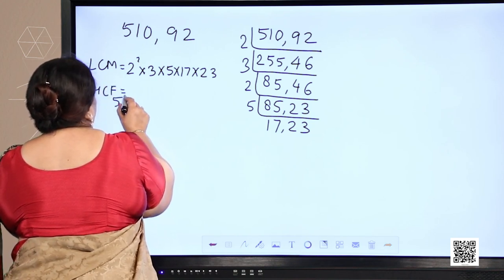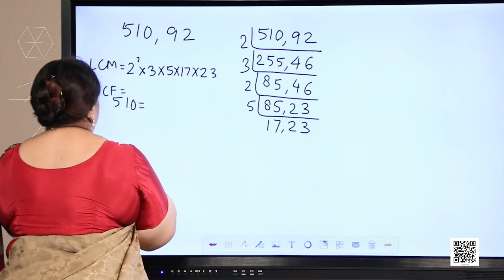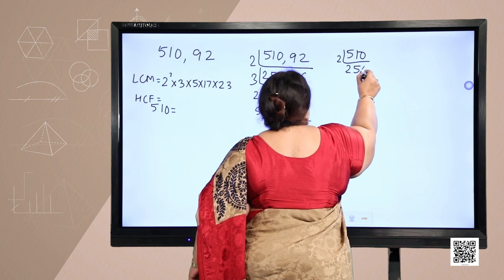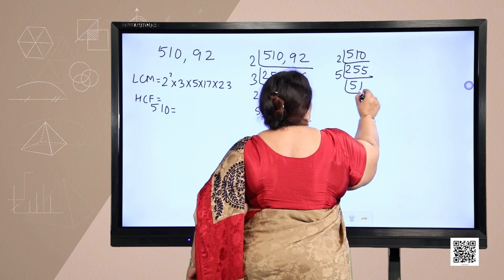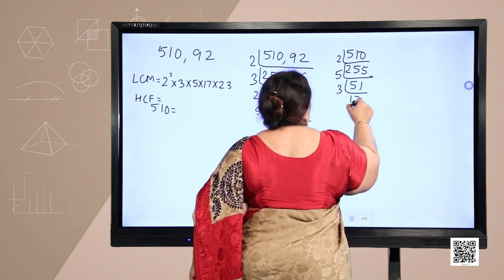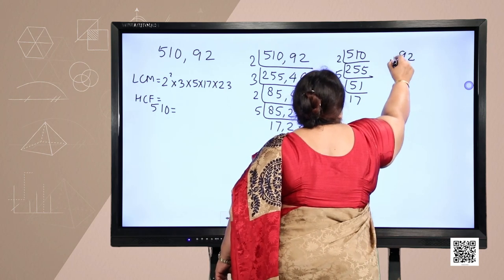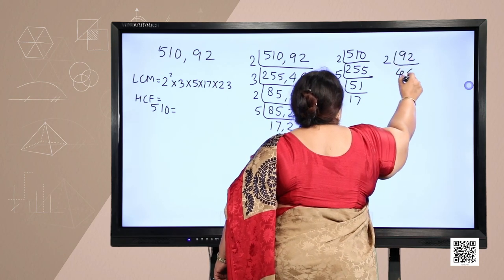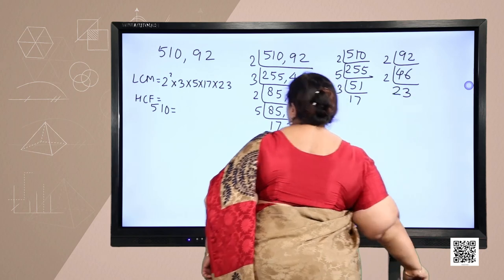Let me write down the factors. It is 2 2s are 4, 5 5s are... Likewise, let us calculate for 92. What are the factors? 2 4s are 8, 2 2s are 4, 2 3s are... 23 is a prime number.